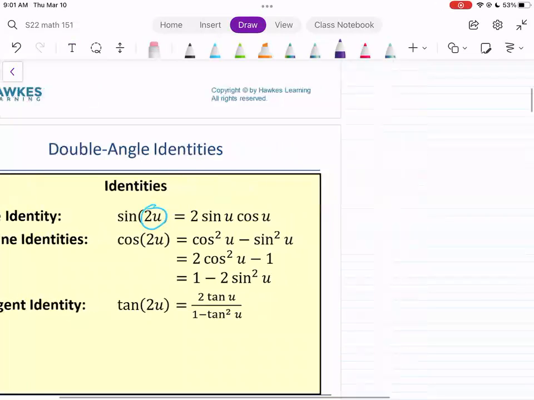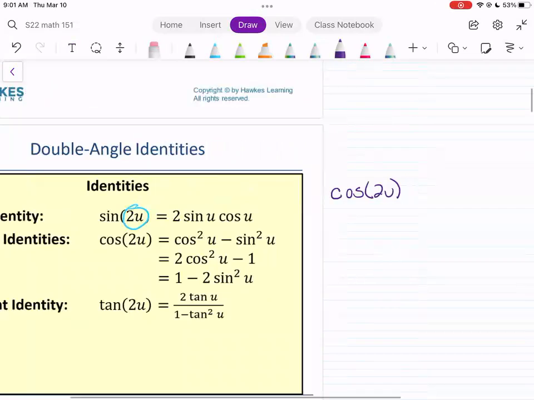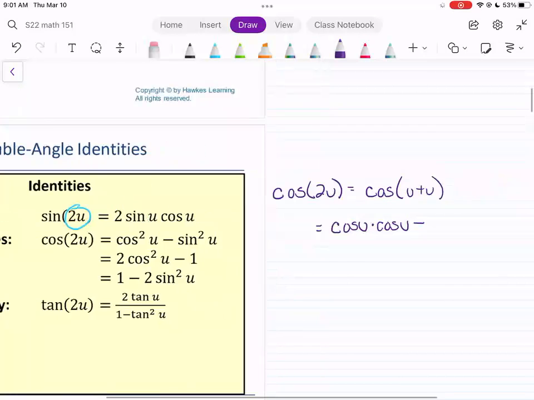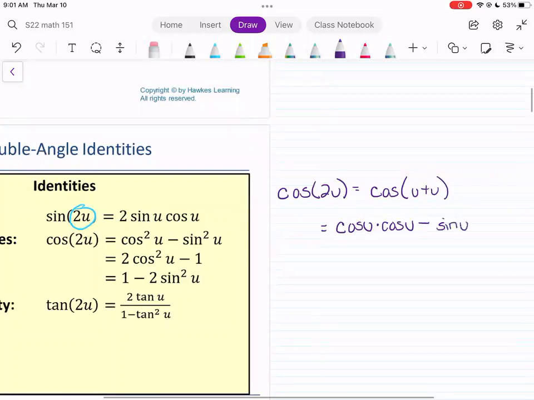We're going to prove the cosine of 2u. Well, we know that the cosine of 2u is equivalent to the cosine of u plus u, and we just looked at our sum identities. So we know that this becomes the cosine of u times the cosine of u minus the sine of u times the sine of u. That reduces to the cosine squared of u minus the sine squared of u.